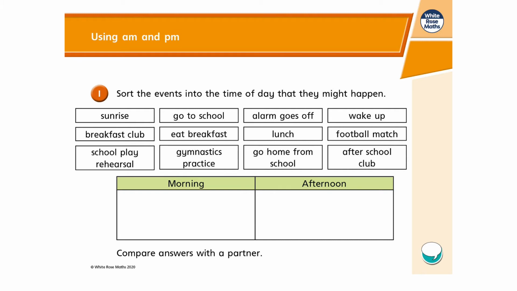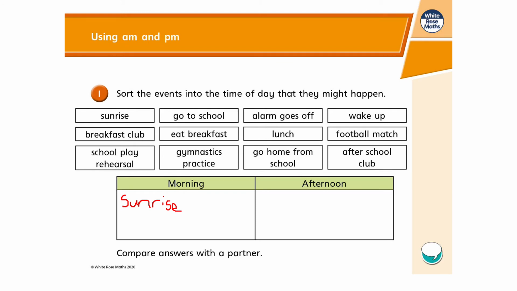So we have sunrise. Now, sunrise pretty much explains what it is. It's when the sun's coming up. And when does the sun usually come up? Does it come up in the morning or does it come up in the afternoon? Yeah, it comes up in the morning. So you will write sunrise in the morning box. Okay?